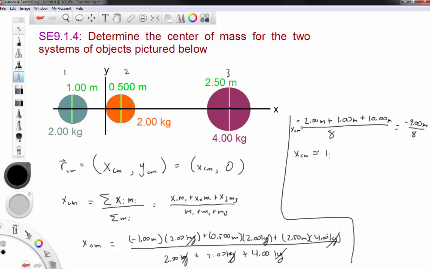So the x center of mass would be 1.125 meters, or if you look using significant figures here, basically it's 1.13 meters by the time all is said and done, because you have 3 significant figures to work with. So that means that the actual center of mass position is going to be 1.13 meters, comma, 0 meters. And that is how you find the center of mass for one of these simple systems.